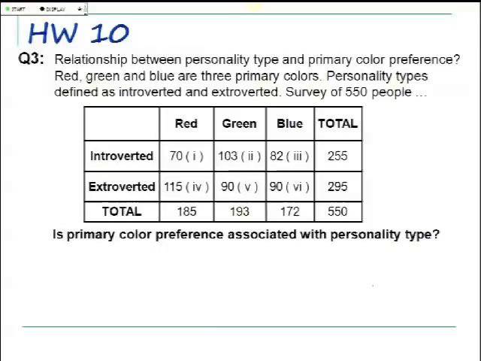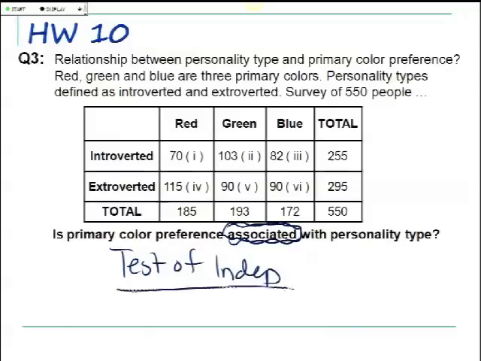Looking at the relationship between personality type and primary color preference. Red, green, or blue are the three primary colors; personality types, introverted versus extroverted. We've got a survey of 550 people. We measured these two variables to try to learn if primary color preference is associated with personality type or not. What's the test here? Keyword: are things associated, so it's a test of independence.